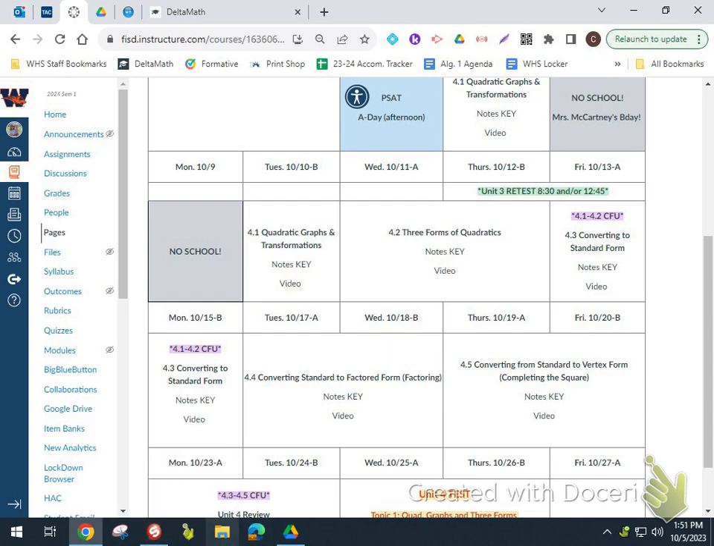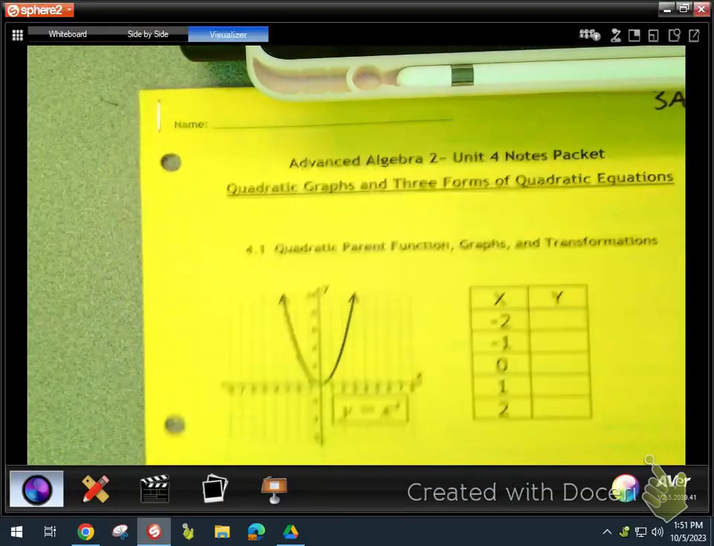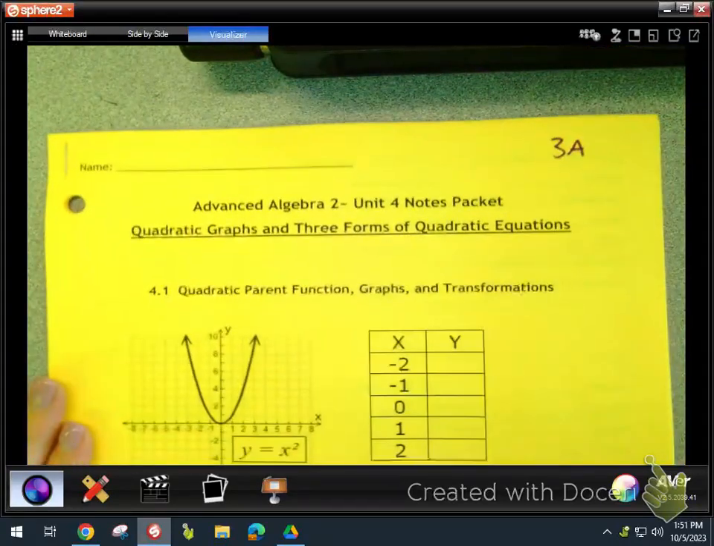Here we go. Quadratic transformations. Hey, if you want to be done and get excited for your 4-day weekend, then stop talking. Okay? All right, here we go.